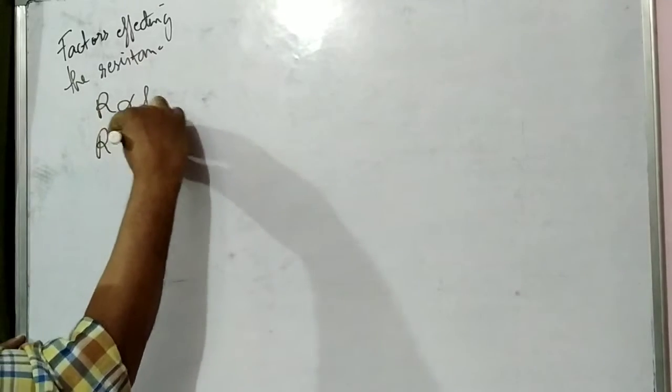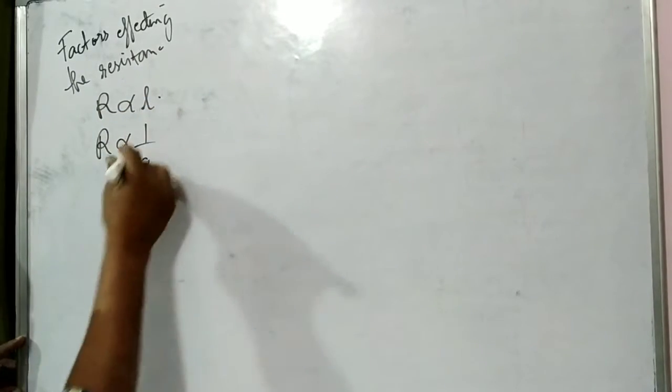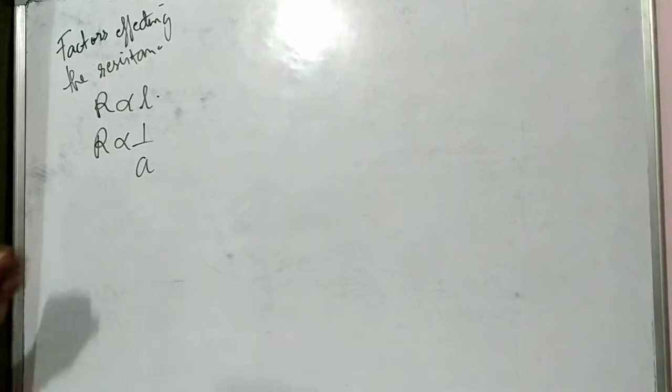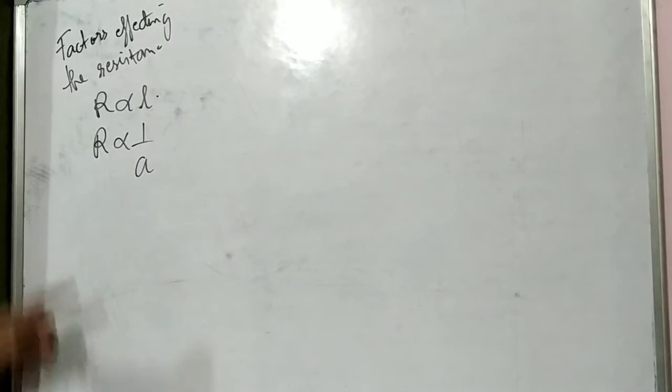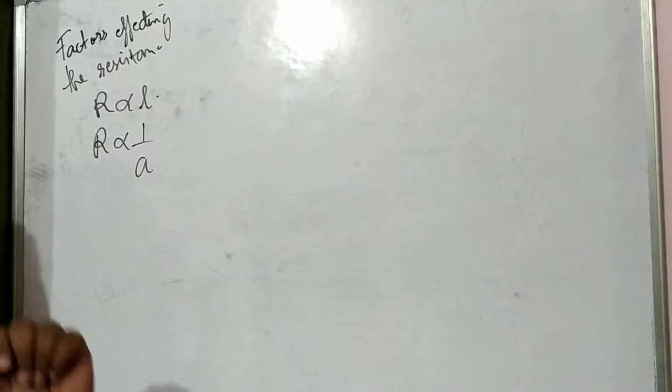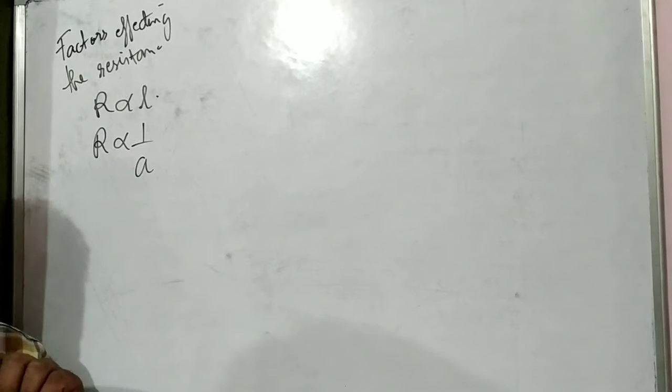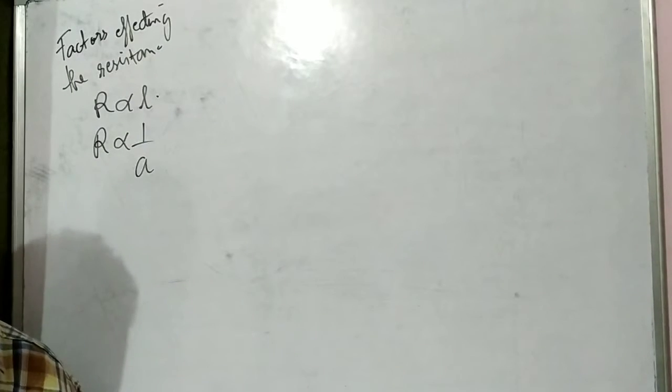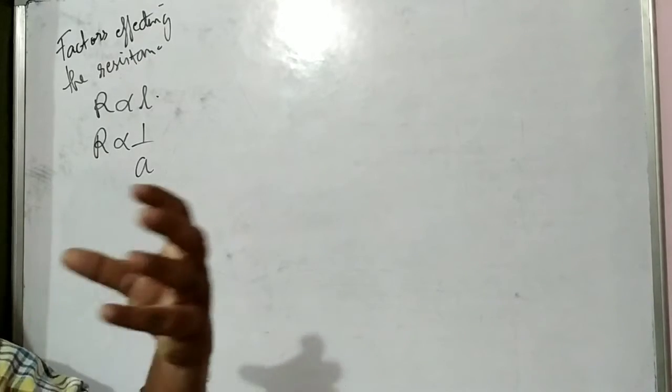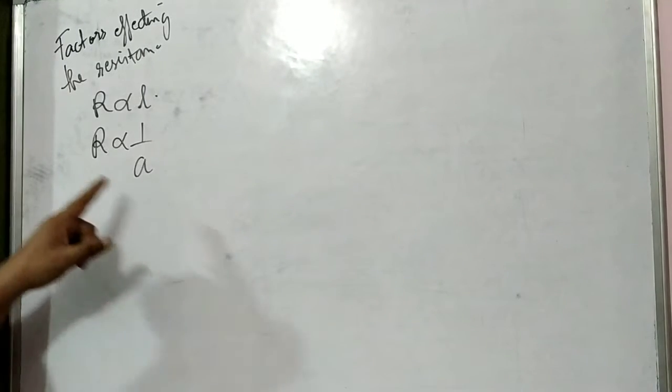Number second, it depends upon the cross-sectional area, inversely proportional to the area of cross section of the wire. More will be the area of cross section, less will be the resistance, because the electrons are free to move and they can supply the current easily. Resistance means obstruction offered in the flow of current. So, when the area is more, there is less obstruction. That is why it is inversely proportional.